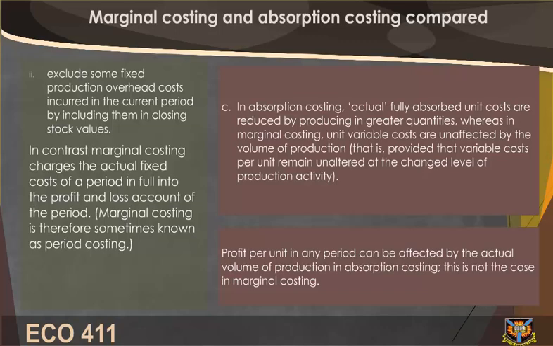In contrast, marginal costing charges the actual fixed cost of a period in full into the profit and loss account of the period. Marginal costing is therefore sometimes known as period costing. C. In absorption costing, actual fully absorbed unit costs are reduced by producing in greater quantities, whereas in marginal costing, unit variable costs are unaffected by the volume of production, provided that variable costs per unit remain unaltered at the changed level of production activity. Profit per unit in any period can be affected by the actual volume of production in absorption costing. This is not the case in marginal costing.